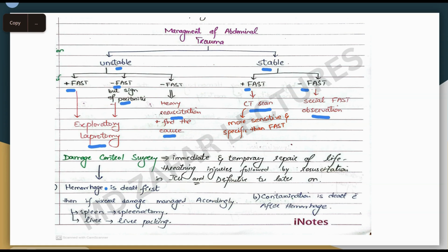The remaining explanation is about damage control surgery. It is immediate and temporary repair for life-threatening injuries, which is followed by resuscitation in the ICU and definitive care later on. Now, the most important component of damage control surgery is hemorrhage. Hemorrhage is dealt with first, and it is followed by any visceral damage. For example, the liver or spleen can be removed, or in the liver, liver packing can be done. Contamination is dealt with after hemorrhage has been controlled.